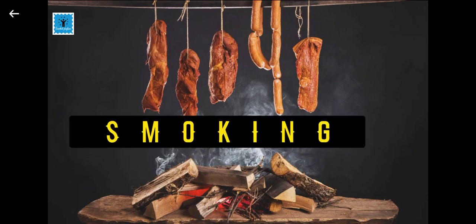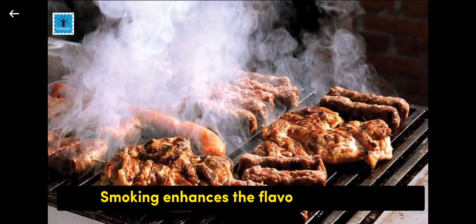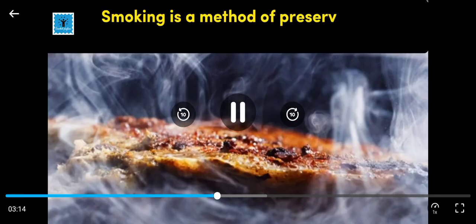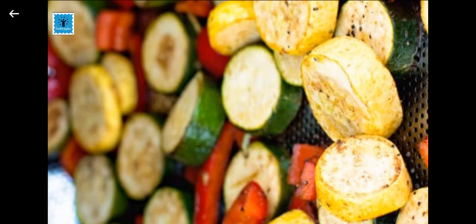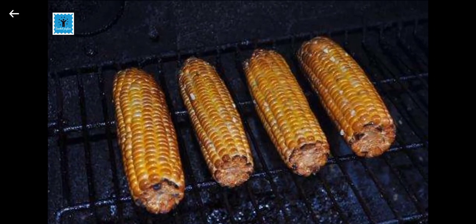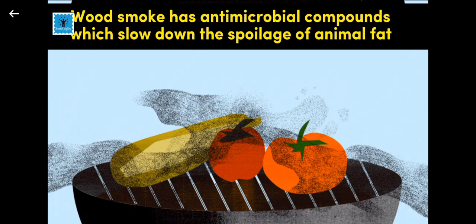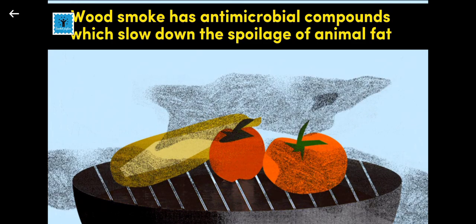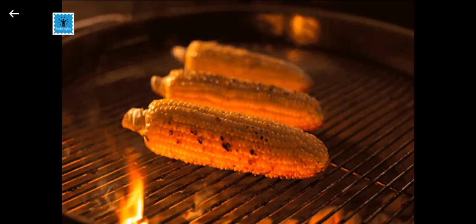Smoking is another method of food preservation, which not only increases the shelf life of the food but also enhances the flavor. Smoking is the process of flavoring, cooking, and preserving food by exposing it to the smoke from burning wood. It is done at the commercial level as well as at the home level too. The wood smoke contains a large number of antimicrobial compounds that slow down the spoilage of animal fat. It helps to dehydrate the food and thus prevent the spoilage.